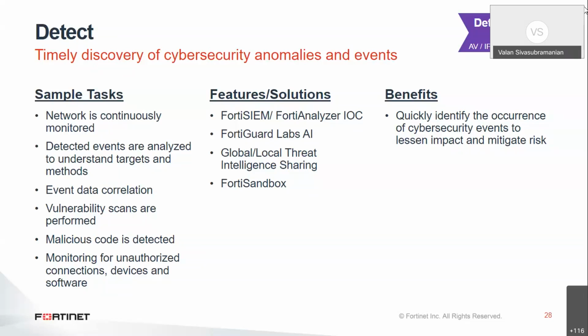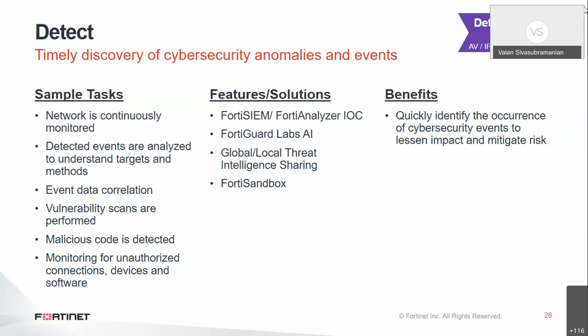So in Fortinet, we have FortiSIEM for event correlation, FortiAnalyzer with IOC. IOC is nothing but indicator of compromise. So it will map a pattern and then tell whether this resembles an attack vector. Even before the attack happens, you will be able to make out there's some pattern which could resemble an attack which could later happen.